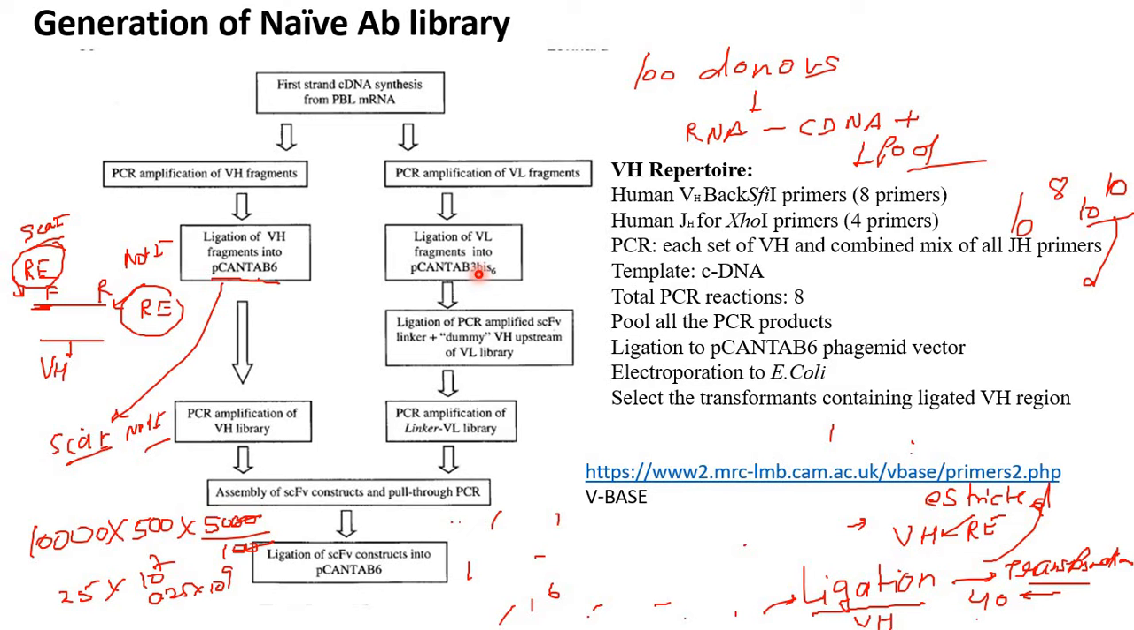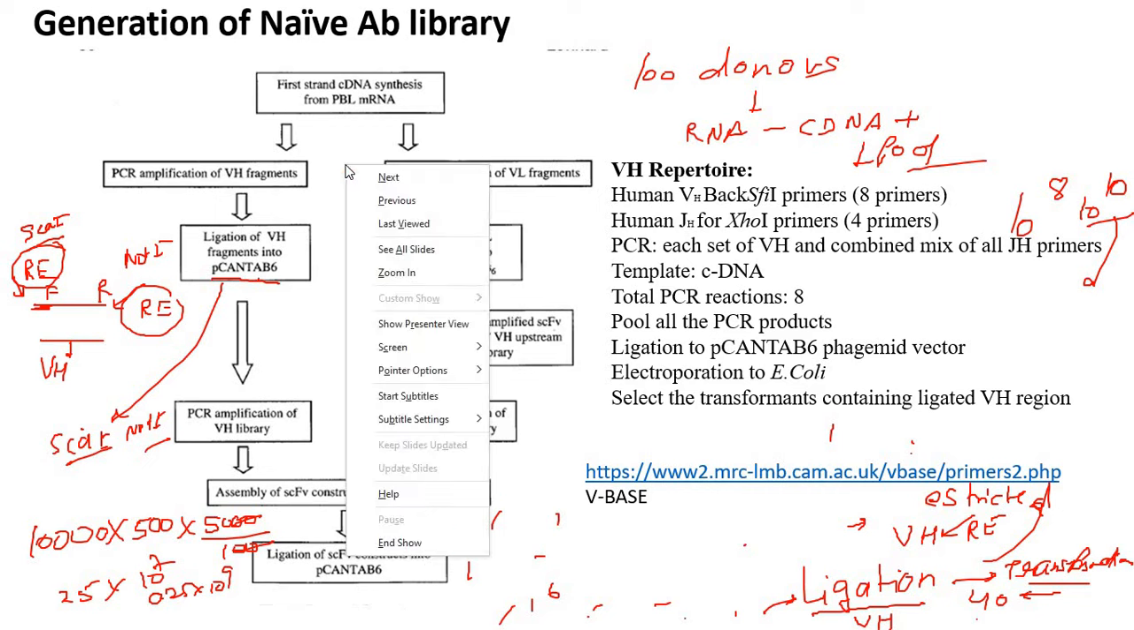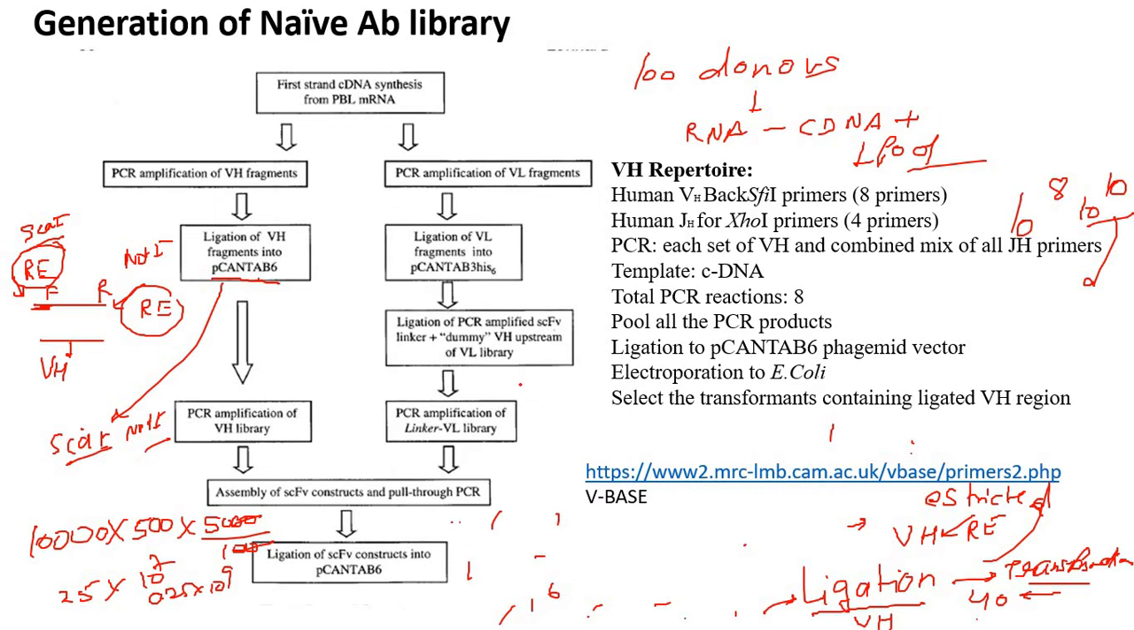Then again you have to do the transformation and select the colonies which have the desired gene sequence, which is the variable region of the light chain. Once you have done that, you need to amplify the linker region from a clone containing this site and ligate it with the pool of V lambda and V kappa. If you perform this experiment, it is going to be very huge. So let's say you have cDNA.